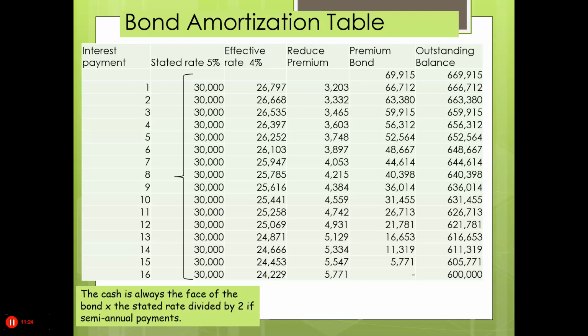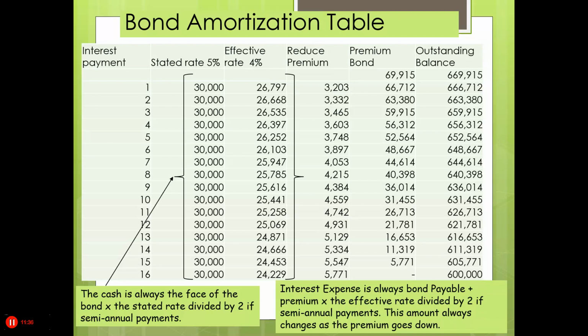Remember, the cash is always the face of the bond times the stated rate divided by 2 if semi-annual interest payments. And again, interest expense is always bonds payable plus, in this case, the balance in the premium account, times the effective rate divided by 2. And this is always going to change. And you notice in the schedule it does.